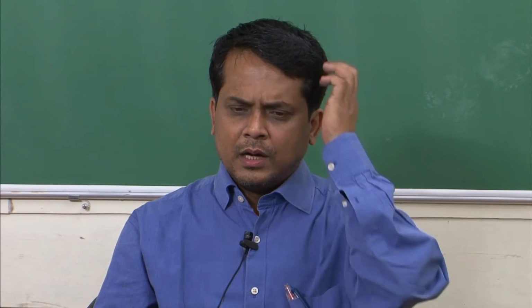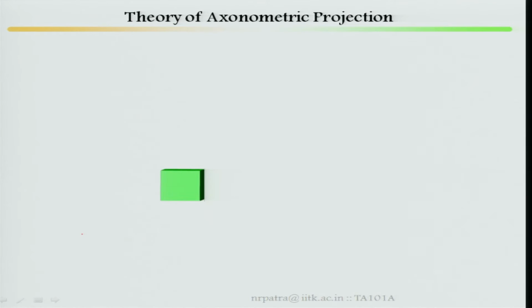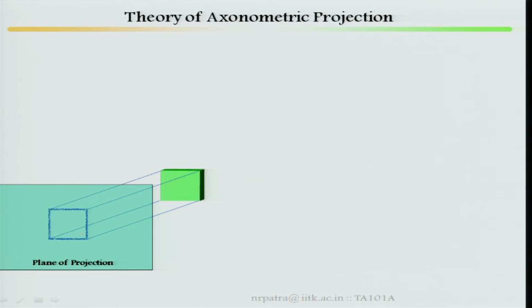Theory of axonometric projection. What is axonometric projection? Look at this very carefully. Now this is a plane of projection. See, there are 2 views, one is this view, front view, and in the front view, rear view is there, then here is the side view. This is a plane of projection. I am seeing this projection on this plane.